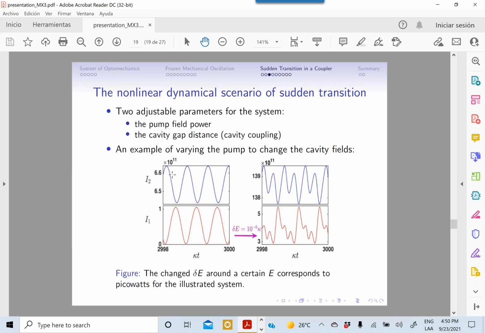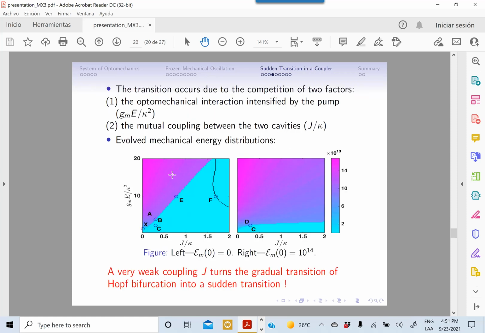You know, just like in the ordinary phase transition in thermodynamics, that type of phase transition is due to the competition of two factors. One is the energy of the system, the other is the entropy of the system. For our concerned transition, it's also the competition of two factors. One of them is the optomechanical force, the optomechanical effect. The other is the mutual coupling.